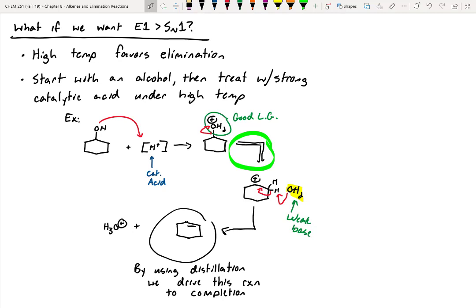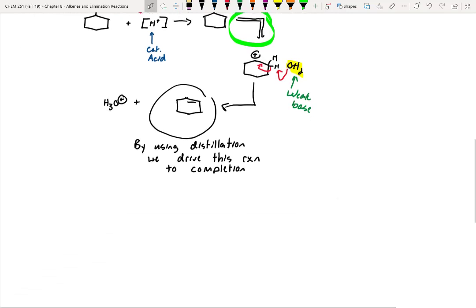The second bullet point, starting with an alcohol, eventually will exclusively favor E1, which is a kind of nice reaction pathway. The top one, you still get an SN1, E1 mix just simply by doing heat. However, you tend to get more E1 than SN1. Make sense? All right, let's do some practice.